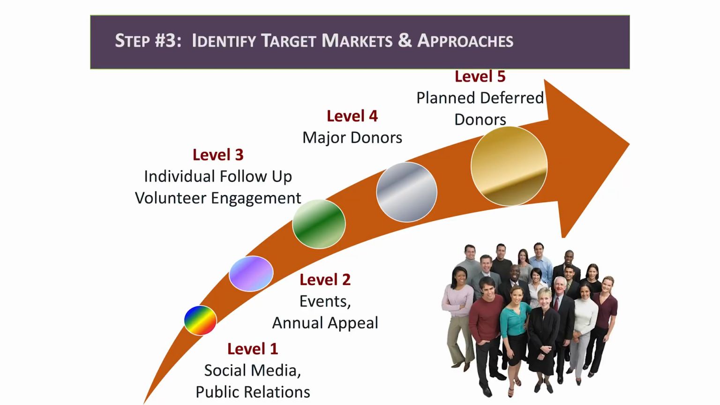Level 4 is your major donors. Those are the ones where you really always want to be on the lookout to cultivate and develop relationships. This is where the individual relationships really matter. It's very time consuming, but it's really worth it. And level 5 are your planned gifts, which are like your bequests and things like that.